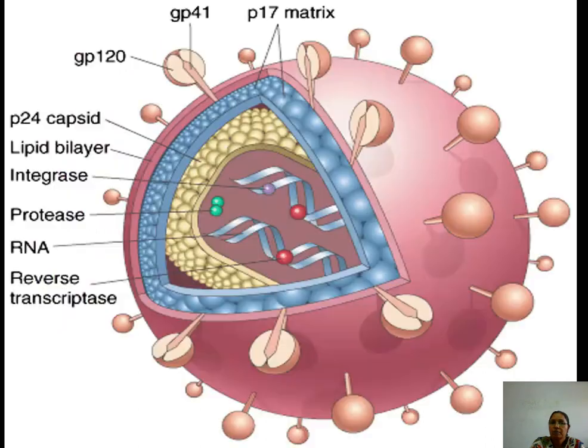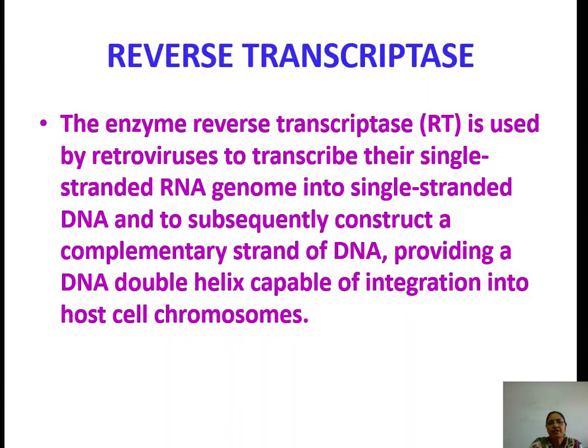Now the enzyme present in the core, reverse transcriptase, is the main enzyme. The enzyme is used by retroviruses to transcribe their single-stranded RNA genome into single-stranded DNA, and then to subsequently construct a complementary strand of DNA, providing a DNA double helix capable of integration into the host cell chromosome.